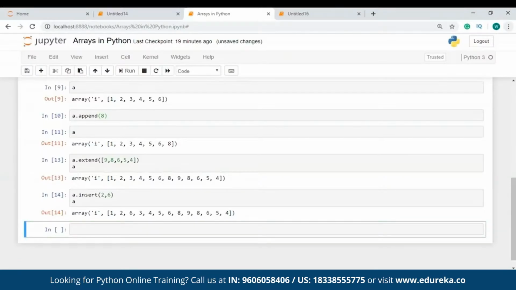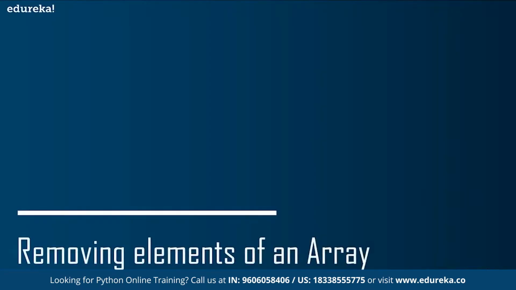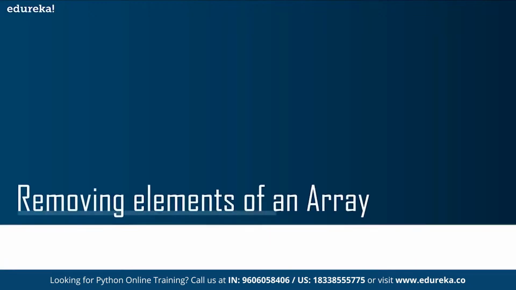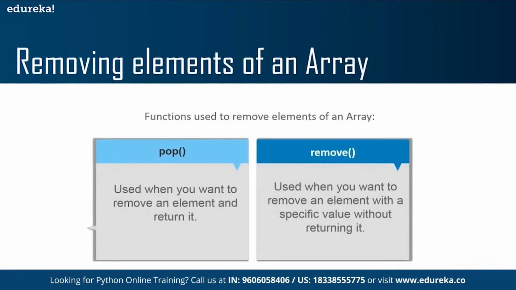So I hope you're clear with how to add elements to an array. Now let's move on towards the next operation. Our next operation is removing elements of an array. In case you want to remove elements from an array, you can make use of the pop or the remove function. The pop function removes the element and returns it, whereas the remove function will remove it but it will not return it. The pop function can either take no parameters or one parameter. The parameter it takes is the index value of the element to be removed. If you do not specify any parameter, it will remove the last element from the array. The remove function takes one parameter, which is the element to be removed itself.